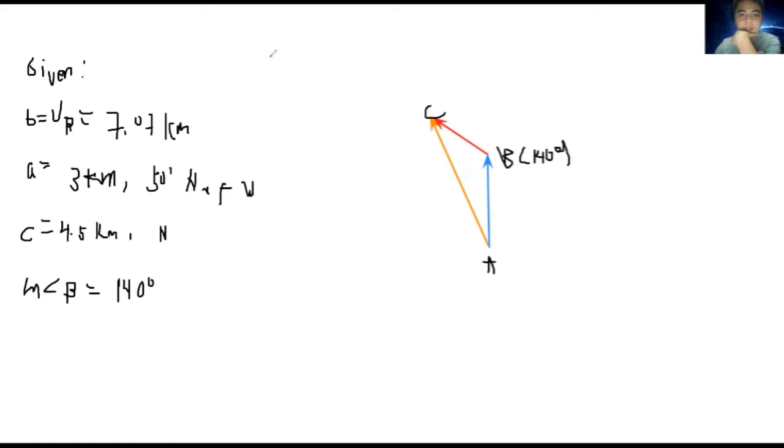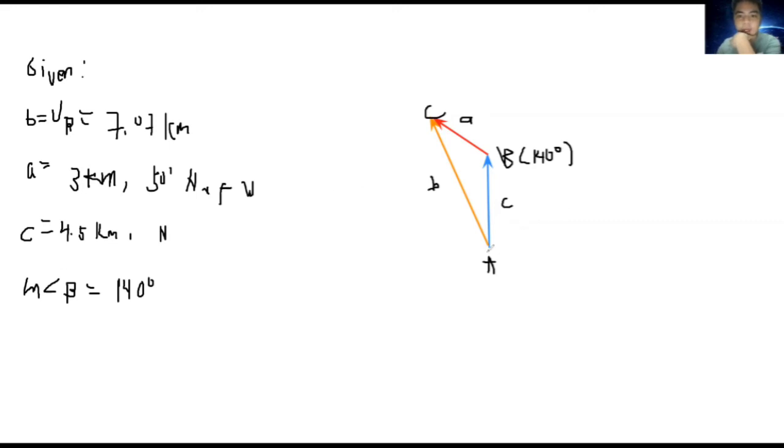And then we have, isulat natin, no? 140 degrees. Then we have side A. This is side A. Sorry, side C. Side C yon. This is A. And we have B. We already obtained the side B, right? That is B sub R, 7.07 kilometers.